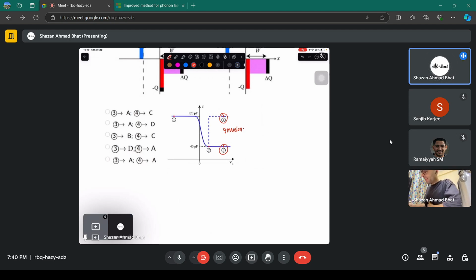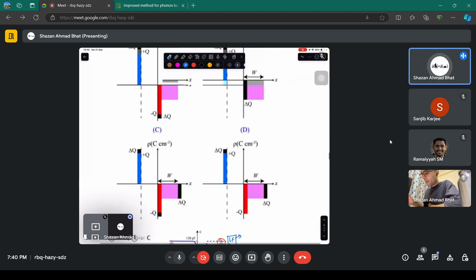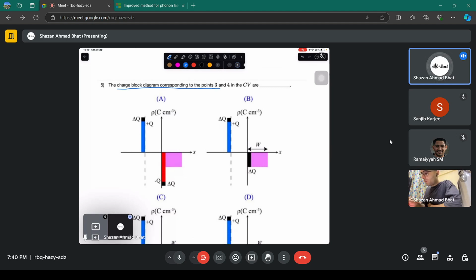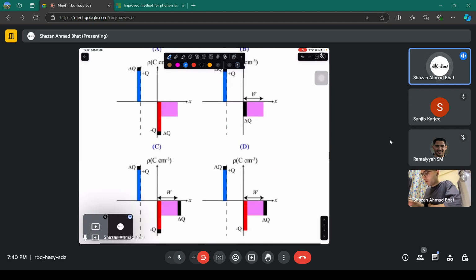This is interesting because this is the high frequency region and this is the low frequency region. In the high frequency region, inversion charges don't respond because they are electrons, minority charges that come because of generation; they are not going to respond at all. In the low frequency region, the capacitance value shifts back to the maximum capacitance because electrons are going to respond now in the inversion region. As simple as that. So now what you have to answer is the charge block diagram corresponding to 3 and 4.